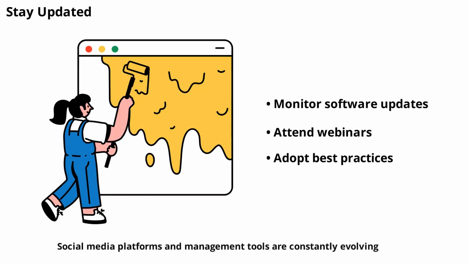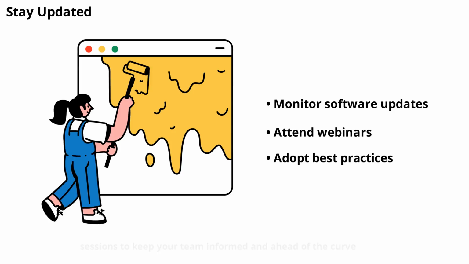Social media platforms and management tools are constantly evolving. Stay updated on new features, platform changes, and best practices. Regularly review your software's updates and attend webinars or training sessions to keep your team informed and ahead of the curve.